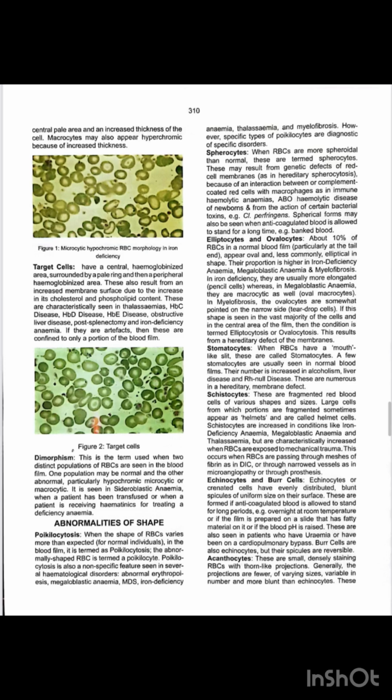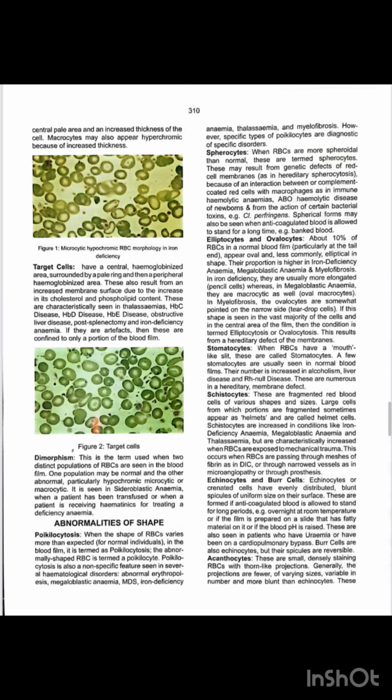Leptocytes may appear hypochromic due to flattening, and spherocytes appear hyperchromic because of the loss of the central pallor area and increased thickness of the cell. Macrocytes may also appear hyperchromic because of increased thickness. So there is no true hyperchromia, but in a few conditions the cells appear hyperchromic.